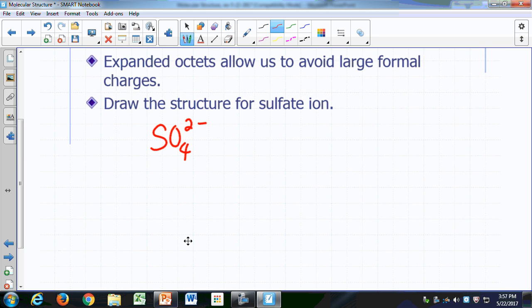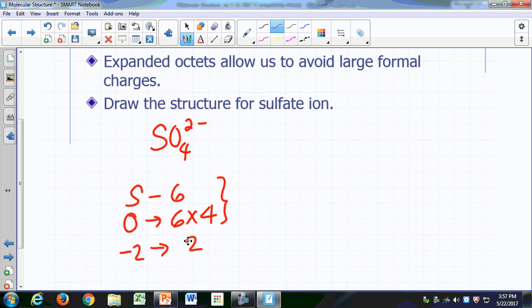So let's figure out the Lewis structure for this. Sulfur contributes 6. A free sulfur atom has 6 valence electrons. Oxygen, just call them 6A, also 6 valence electrons. There are 4 oxygens here, and then the -2 charge means you have 2 more electrons. So 6 plus 24, that's 30, plus 2, you have 32 total electrons. So what you do here is you surround your sulfur by oxygen.